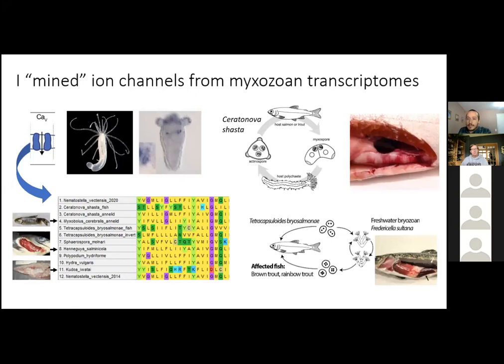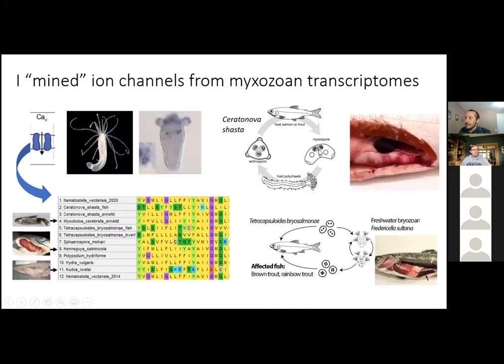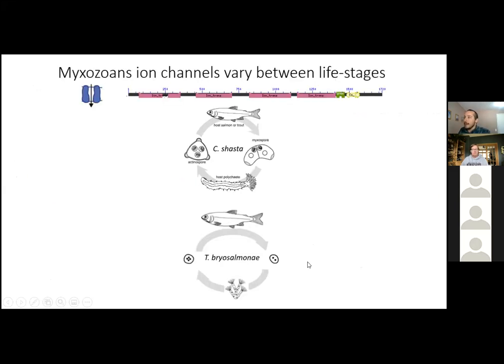And two data sets I was really interested in looking at were C. shasta, this fish parasite we have in the Northwest, and T. bryosalmonae, which causes proliferative kidney disease. And I guess the reason I was interested in these two data sets is that we have transcriptomes from both hosts. So we have the fish host and the polychaete host for both of them. So I'll show us some of these gene diagrams now.